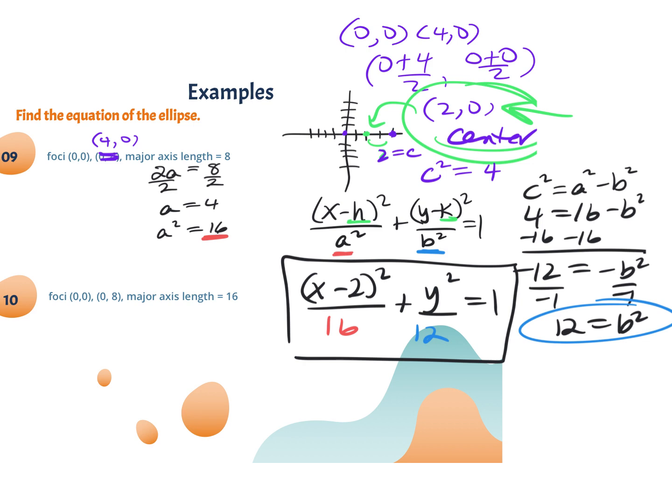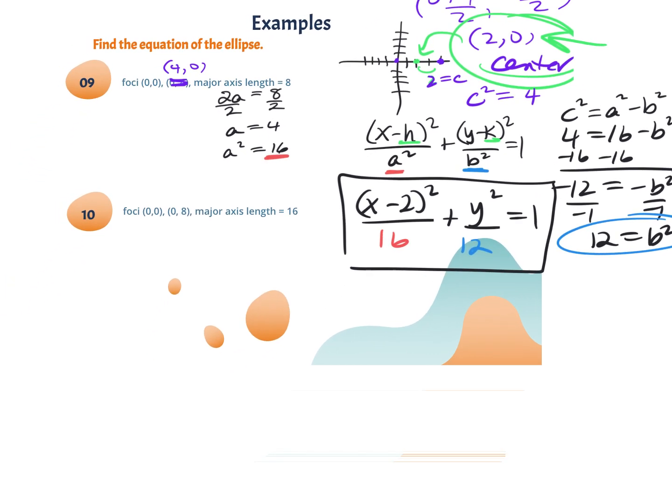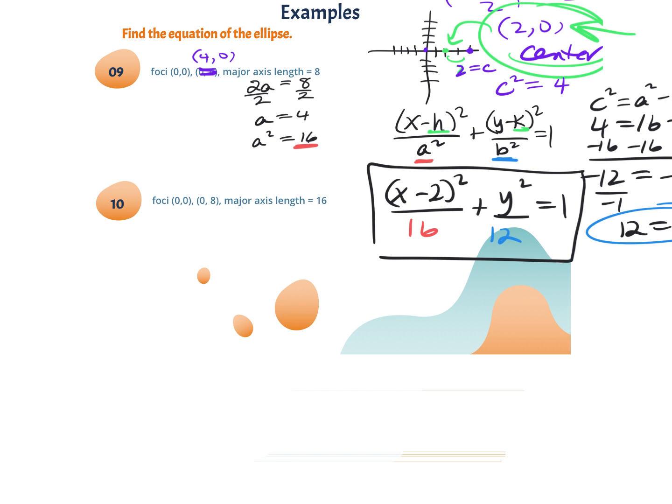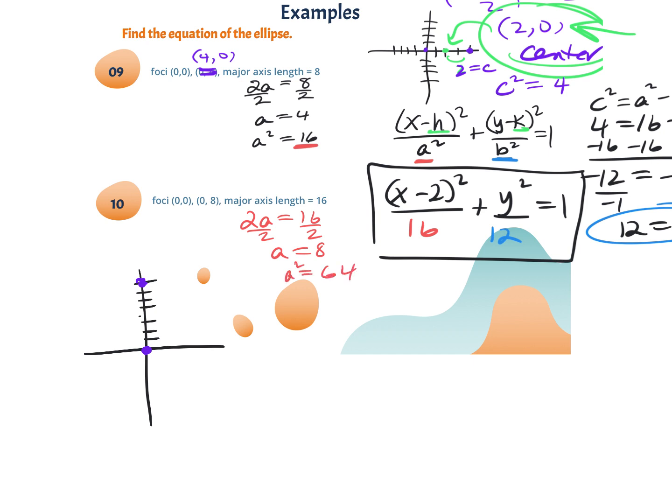Last example. Again, if you want to give yourself a visual, you can see the 8 is going to be in the y spot. So you can see your major axis is going to be vertical. So 1, 2, 3, 4, 5, 6, 7, 8. Got a focus point here and here. And then my major axis is 2a equals 16. Divide, a equals 8. And then I square both sides. So a squared is 64.